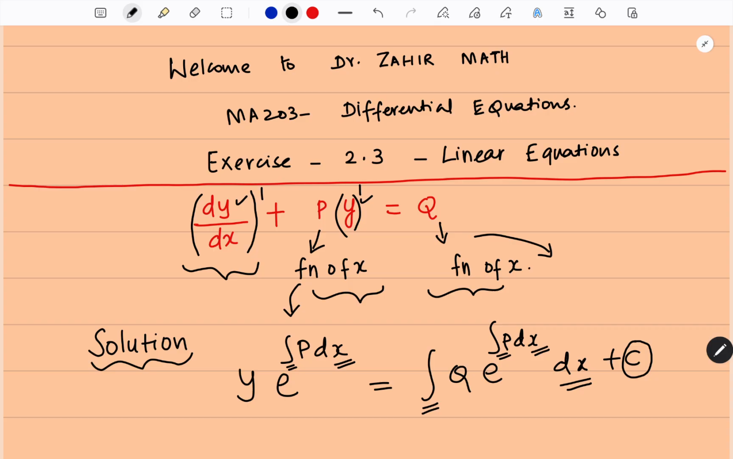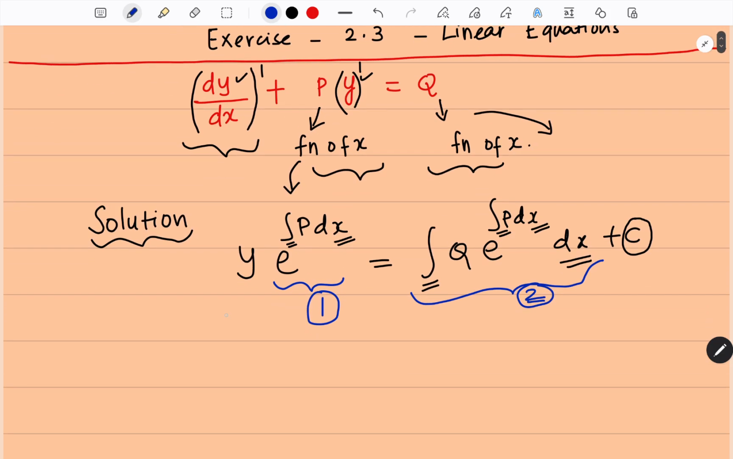So in the class itself, I told you I'm going to solve this first order linear differential equation using 3 steps. What are the steps? This is your step number 1, and the whole thing, this is your step number 2, and everything all together we are calling step number 3. So in total, we are going to use 3 steps to solve this first order differential equation.